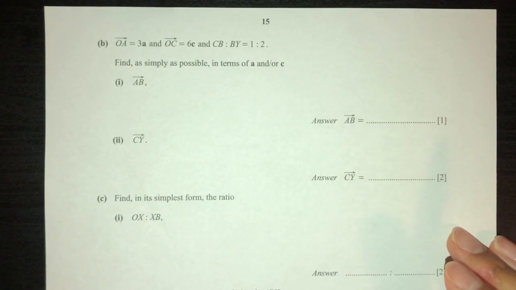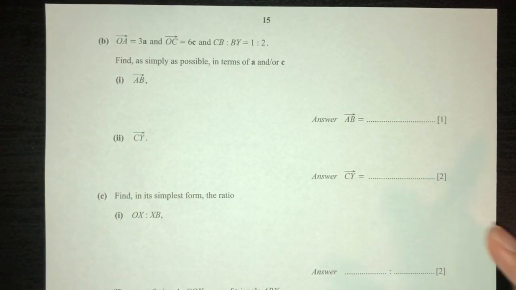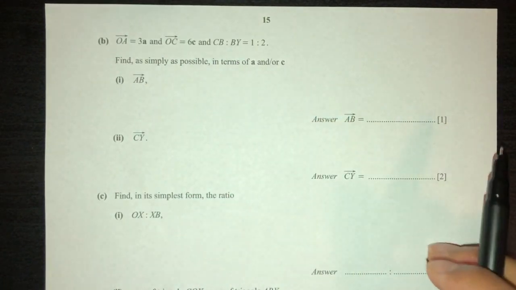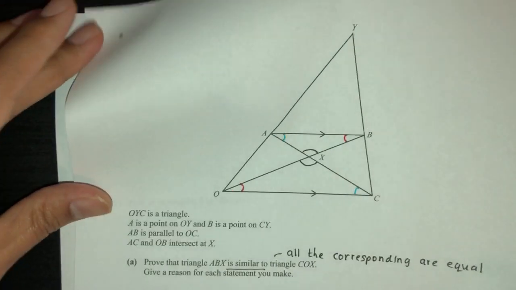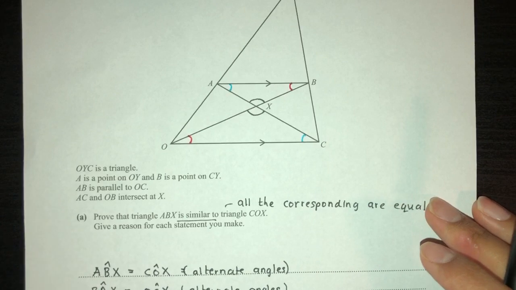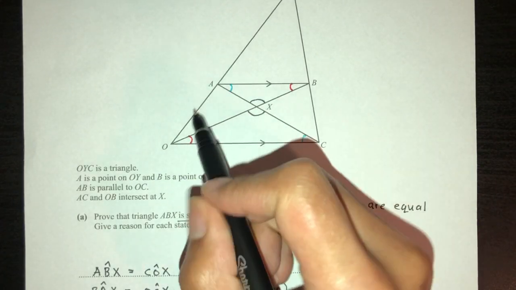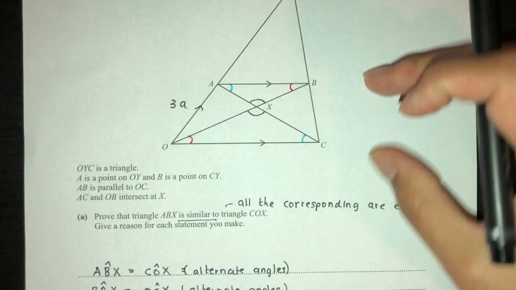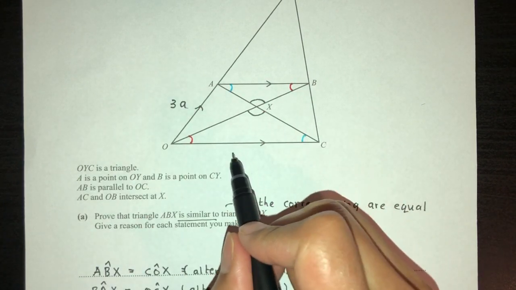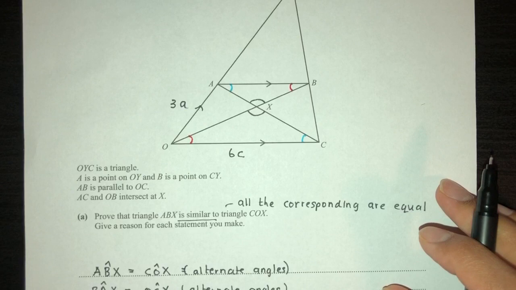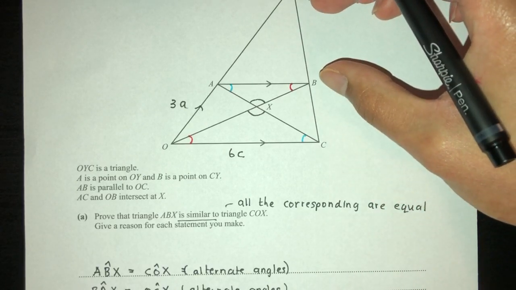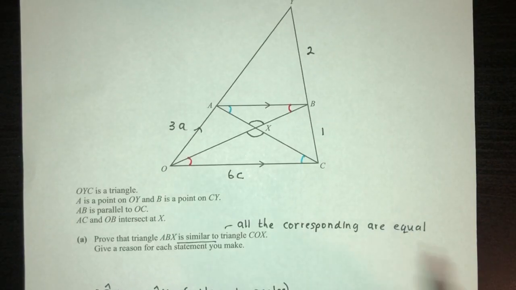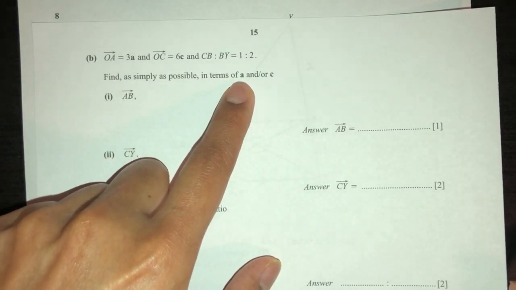Now let's move on to part B. So first information, OA is equal to 3a, OC is equal to 6c, and the ratio of CB and BY is 1 to 2. So let's mark this down on our diagram, okay? So first thing we know is OA is 3a, and then we know that OC is 6c, and the ratio of CB and BY is 1 to 2. That's their ratio.